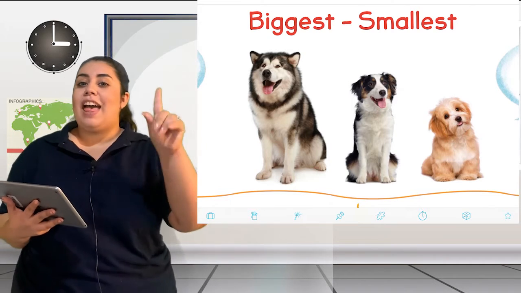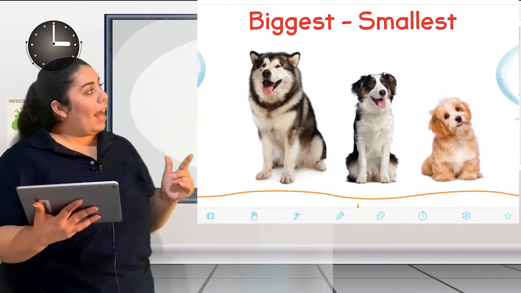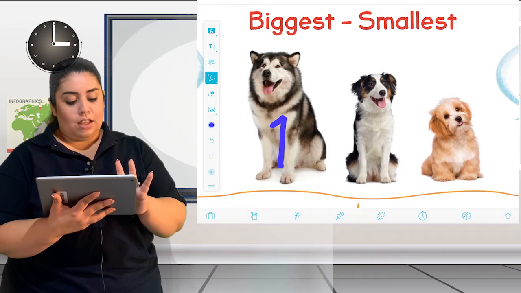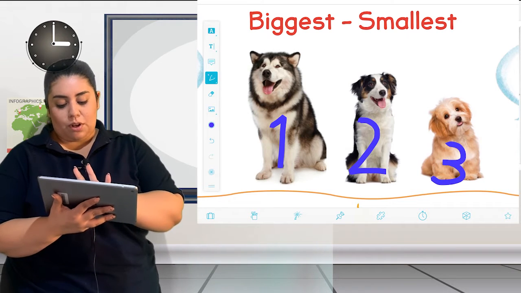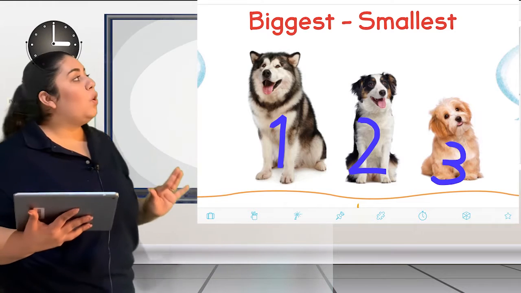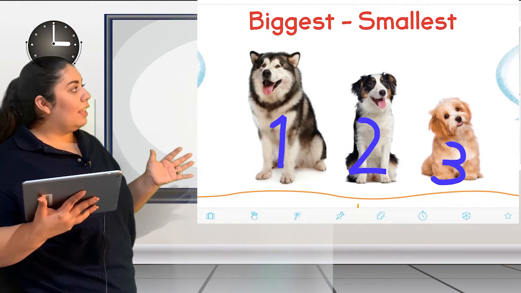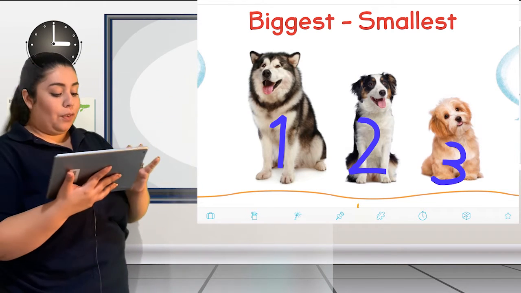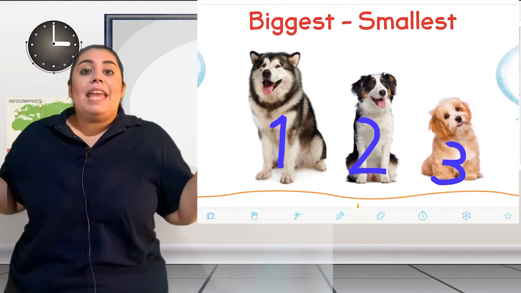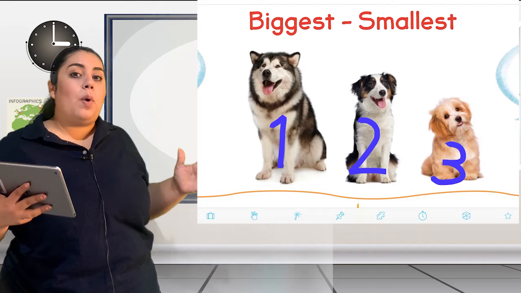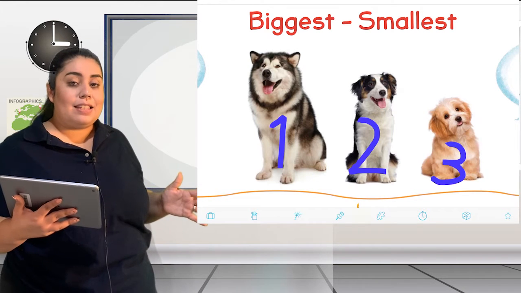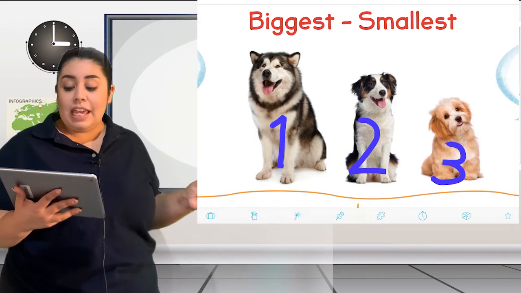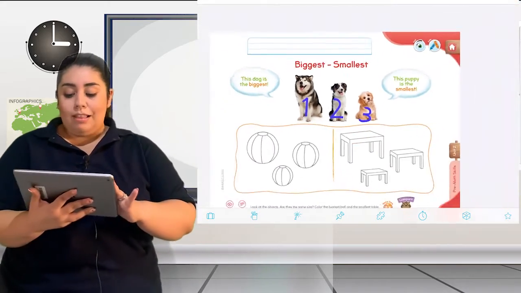Ana Victoria, without looking to your book, what dog you think is the biggest? I'm going to put some numbers, the number 1, the number 2, or the number 3. What do you think, who is the biggest? Biggest. The number 1, correct. The number 1 is the biggest. And which one, Sebastian, is the smallest? 1, 2, or 3? 3, correct. 3 is the smallest.